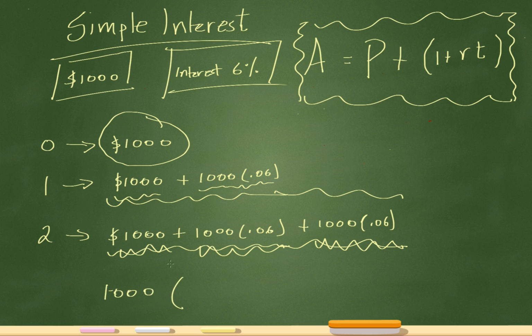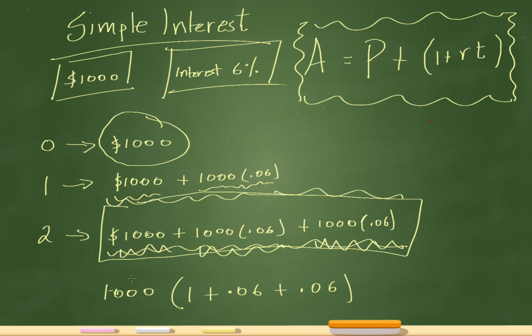Now, what do I need to multiply 1,000 by to get back to this expression? The 1 plus 0.06 plus 0.06. Now, if I distribute that 1,000 all over here, it'll take me back to this example. So now, see that 1,000? That's my P right there.